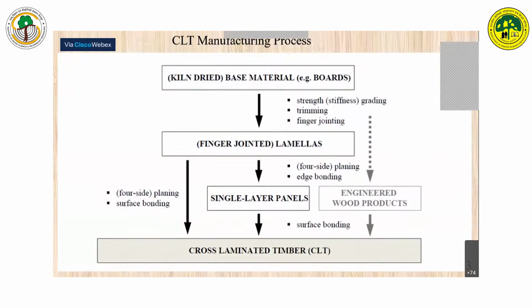If you see the manufacturing process of cross-laminated timber, we start from the base material, which should be kiln dried to a moisture content of 10 to 15%. We can classify the boards according to stiffness classes using acoustic tools, and other tools can be used for grading purposes. After that come trimming and finger jointing. Two types of pressing are used: one is for edge bonding and the other is for surface bonding. Sidewise bonding and lateral pressing will be required, which is also known as surface bonding.